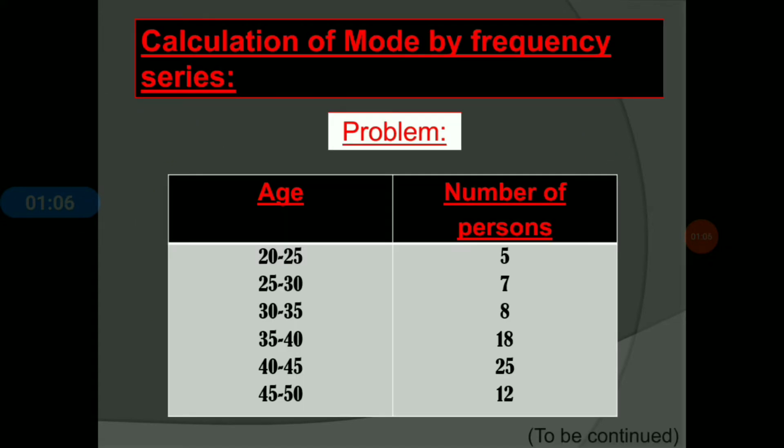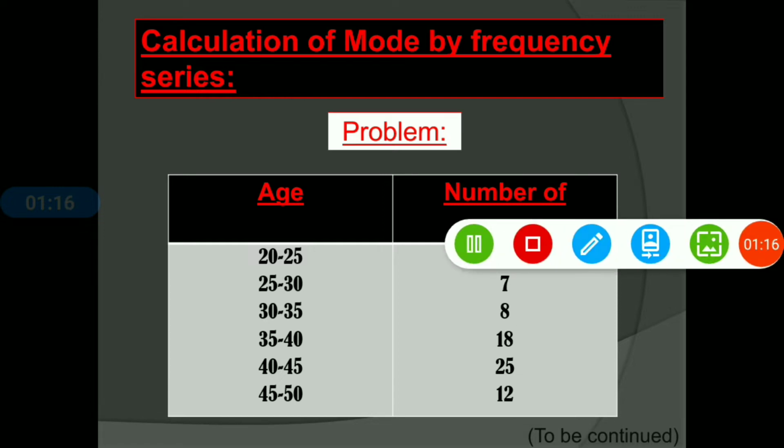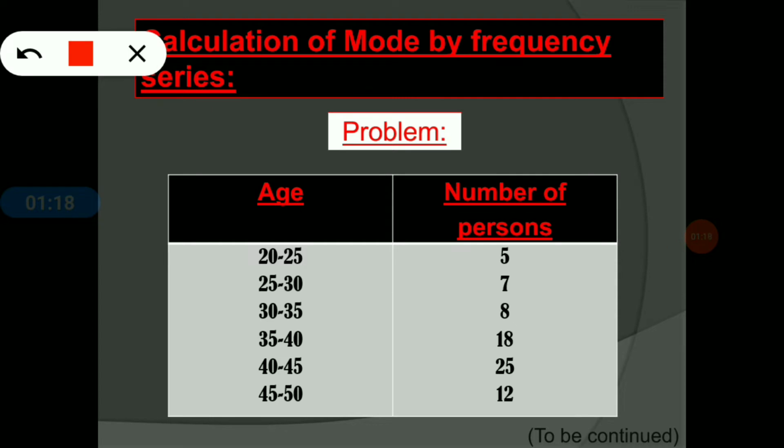So here we can see an example, and this is a continuous series example. Okay. So we have two columns. The first column indicates the ages or classes, and the second column indicates the number of persons, which is known as the frequency also. Clear? So at first we have to know which one is the modal class basically.